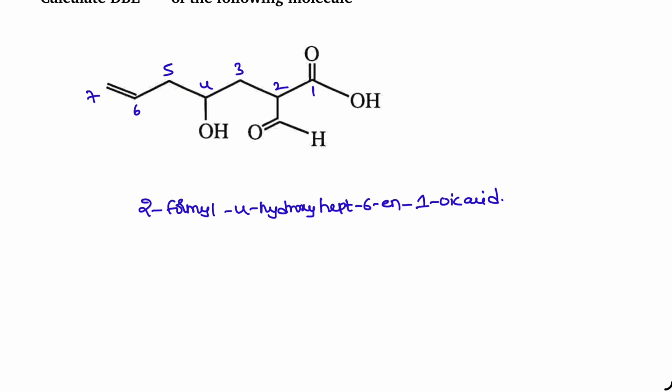Number of chiral centers. He is also asking number of chiral centers. So here this is one chiral center, this is one chiral center. There are two chiral centers. Double bond equivalents. So this is one, this is one, this is one. Totally 3 double bond equivalents. So chiral centers 2, double bond equivalents, degree of unsaturation, that is 3.